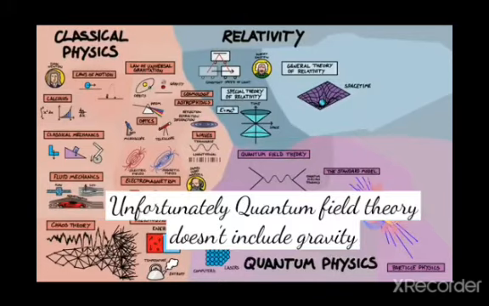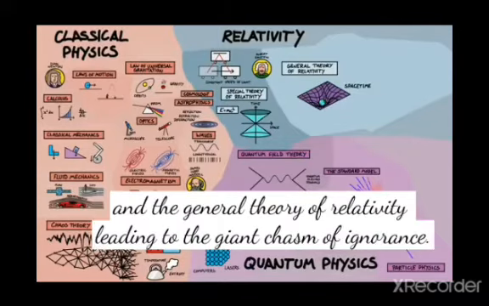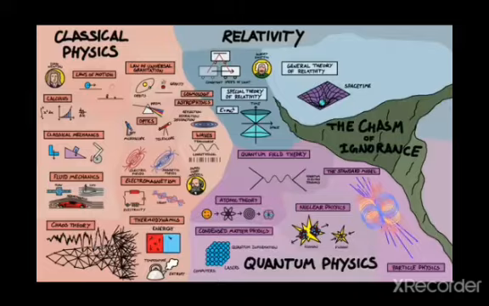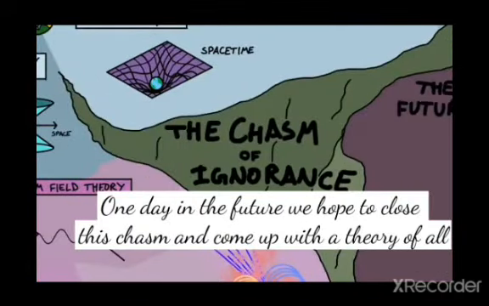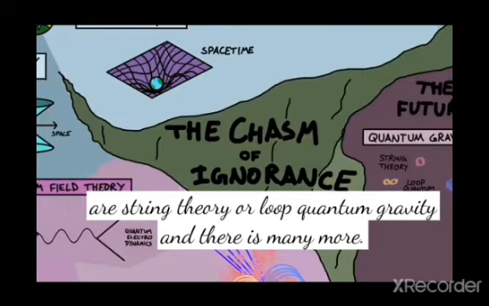Unfortunately, quantum field theory doesn't include gravity, so physicists don't know how to join together quantum physics and the general theory of relativity, leading to the giant chasm of ignorance. One day in the future, we hope to close this chasm and come up with a theory of all of physics. We call it quantum gravity, and there are many attempts to do this. Some examples are string theory or loop quantum gravity, and there's many more.